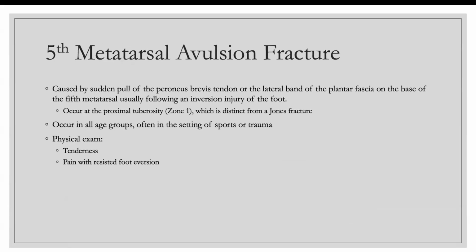As part of that, for the Iselin's disease, we want to make sure we're not missing a metatarsal avulsion fracture. These kids are going to come in with a sudden pop, a sudden pain, more traumatic, not a slow insidious onset, but it's our peroneus brevis tendon again that's going to be our culprit. They usually happen at zone 1 of the foot, which is going to be different than a zone 2 or zone 3. We're going to see more of that Jones fracture. They occur in all age groups, not just that nice 8 to 12 age group that you're going to see with Iselin's disease. They're going to present with tenderness, swelling, again, pain with that resisted foot eversion.